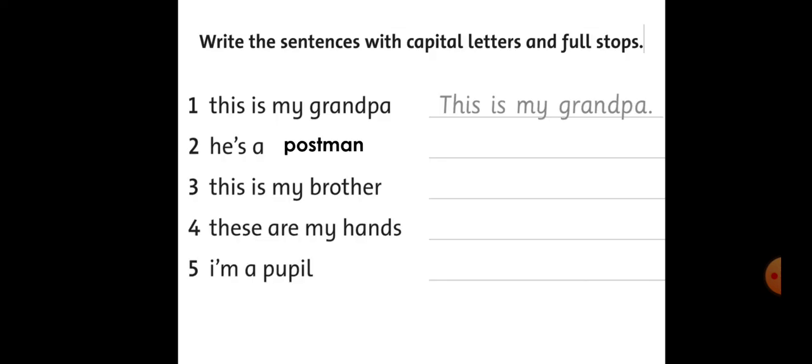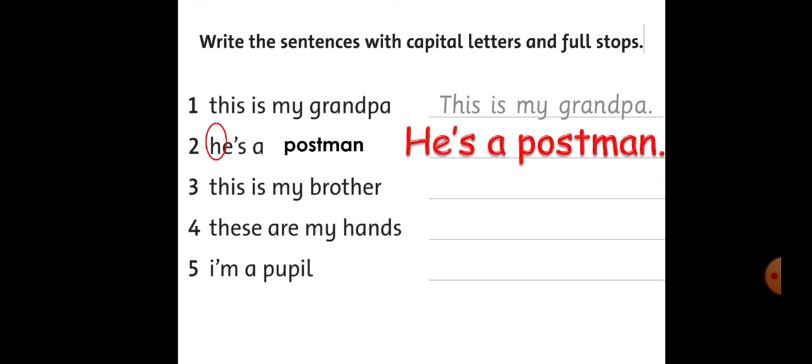We want to answer the first question. Write the sentences with capital letters and full stops. Number one, this is my grandpa. So we write it with a capital T and a full stop at the end of the sentence. Let's see number two. He's a postman. So we should write it with a capital H and a full stop at the end of the sentence. So, we have he's a postman.